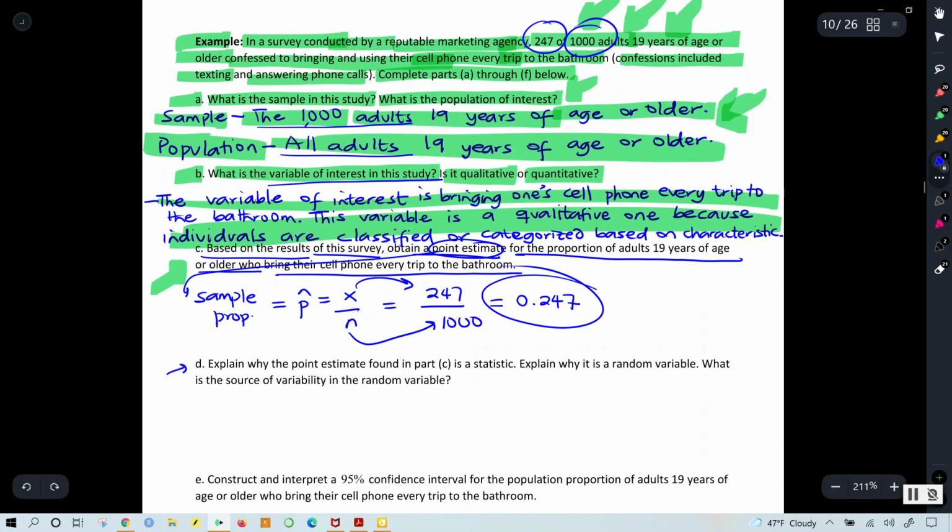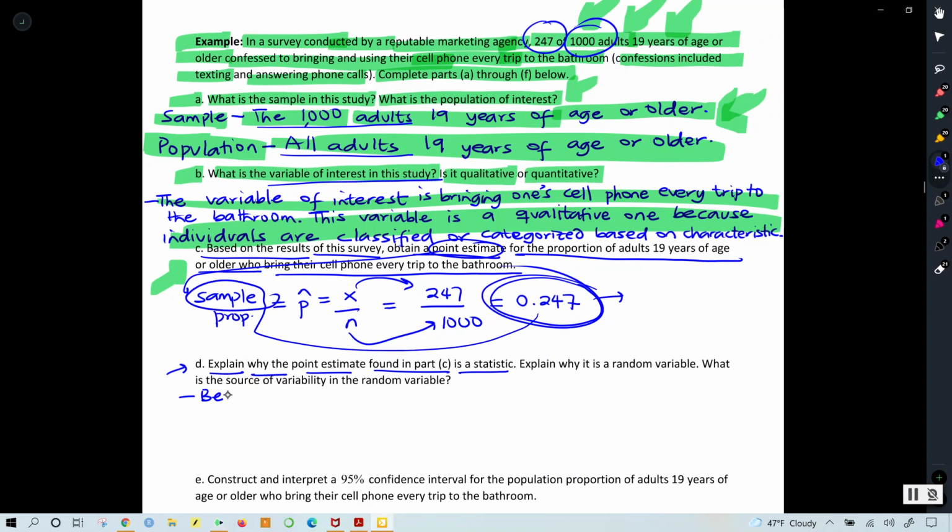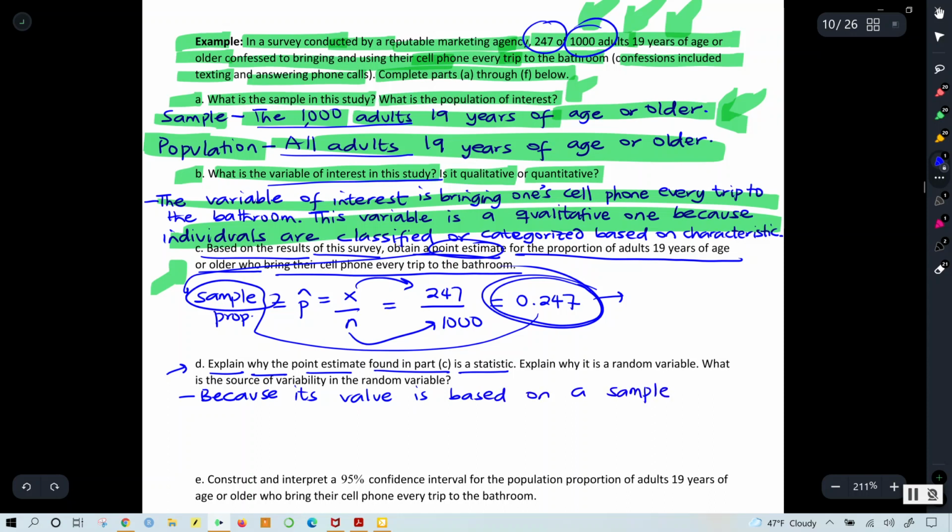Question D. Explain why the point estimate found in part C is a statistic. That is definitely because it is a numerical summary of a sample. That is, it's a characteristic value that defines a sample. Another way to say that is to say because its value is based on a sample. That is the reason why it is a statistic.